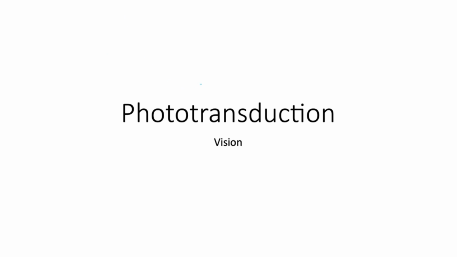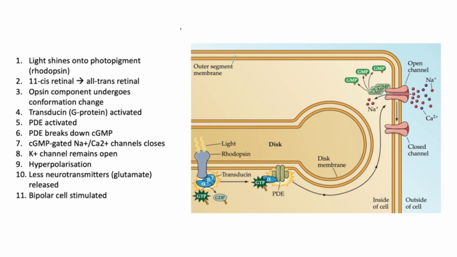Welcome. Today I'm going to be talking about phototransduction. Phototransduction is basically converting light into an electrical signal. Okay, so this starts off by light shining onto the photopigments of the photoreceptors.